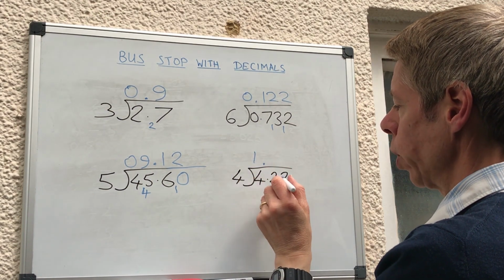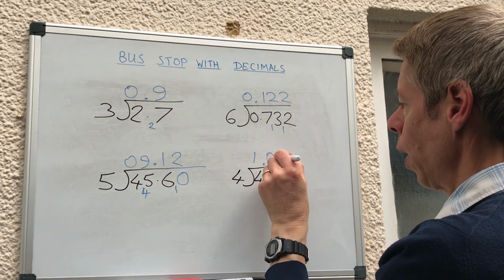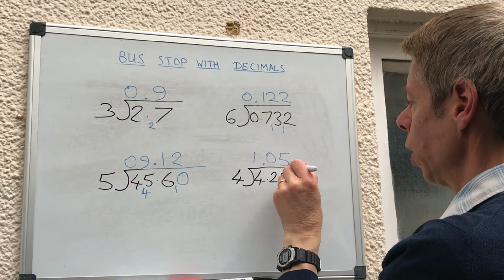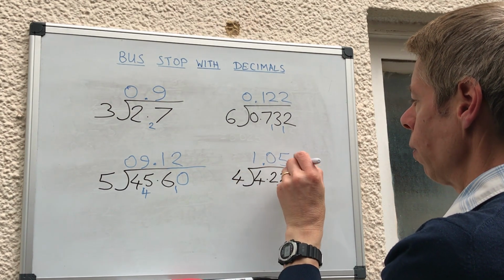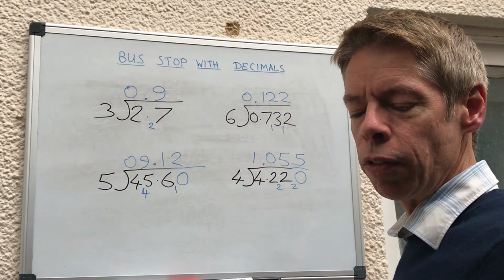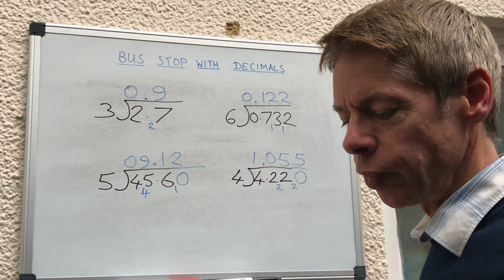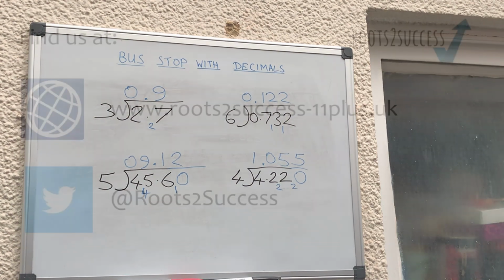Last question. 4s into 4 is 1. No remainders. 4s into 2 is 0. Remainder 2. 4s into 22 is 5. Put the 0 there because you had a remainder of 2. 4 into 20 is 5. So last question, 1.055. Okay, if you got all those right, well done. If not, you can always watch the video.